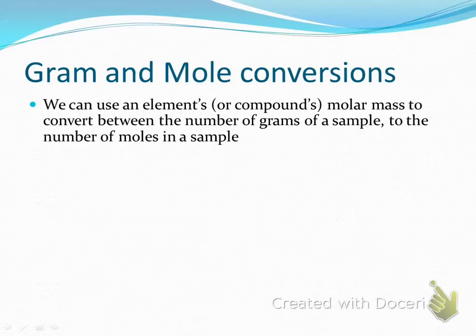So we're going to look at how to convert between grams and moles. How do we take a quantity of a substance in grams and convert it to the number of moles? We use moles scientifically a lot more, so we need to be able to convert. We're going to use an element's or a compound's molar mass to convert between the number of grams of a sample and the number of moles in a sample. This is an essential conversion for us. We don't like to deal with quantities in grams. We like to deal with quantities in moles. It gives us a more universal way to look at a quantity of a substance.